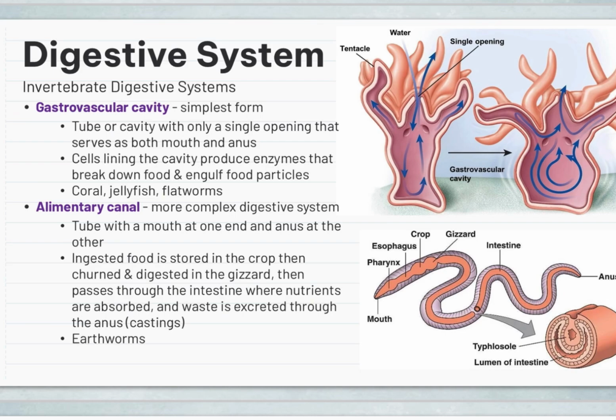The alimentary canal is a more complex digestive system, still less complex than our vertebrates. It has a tube with a mouth at one end and the anus at the other end. The ingested food is stored in a crop, and then it's churned and digested in the gizzard. And then it passes through the intestines where the nutrients are absorbed and the waste is excreted through the anus. And the animal for this one would be an earthworm.